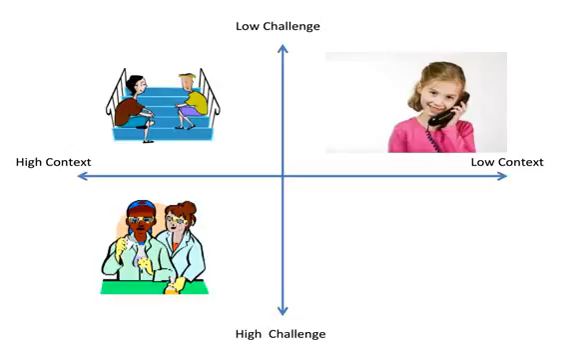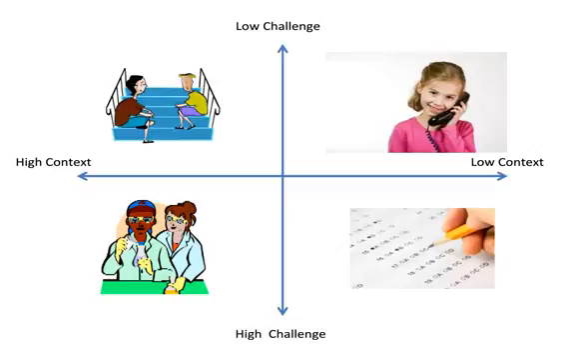A high challenge, high context task might be doing a science experiment in a classroom and then writing up a lab report using a graphic organizer. You are doing grade-level cognitively challenging work, but there's lots of hands-on support and graphic organizer support. Lastly, the high challenge, low context could be a standardized test in a classroom. Those can be very challenging cognitively, and there's not a lot of support.